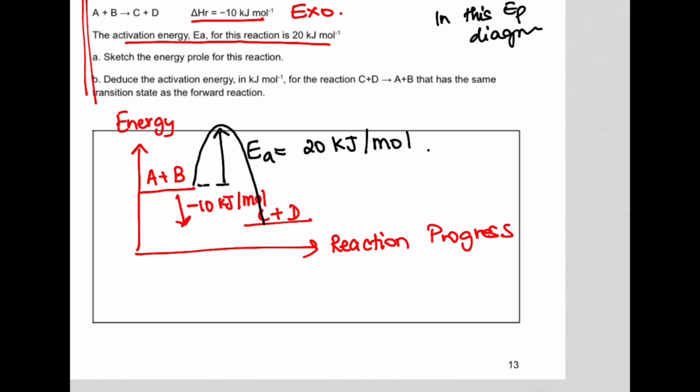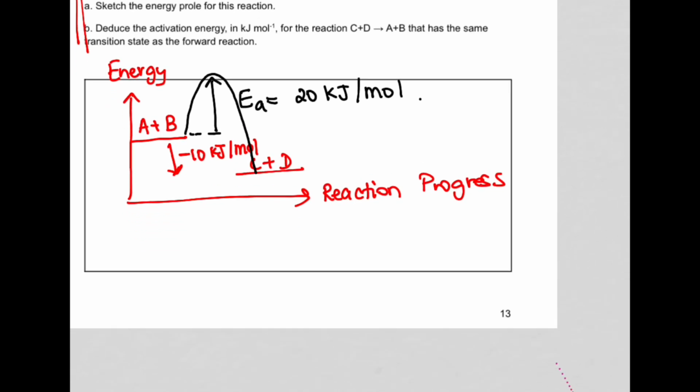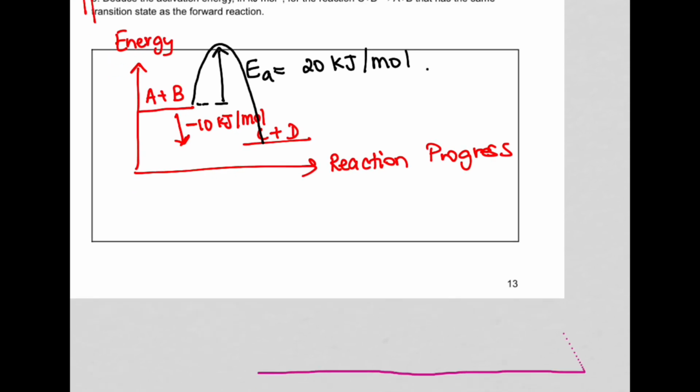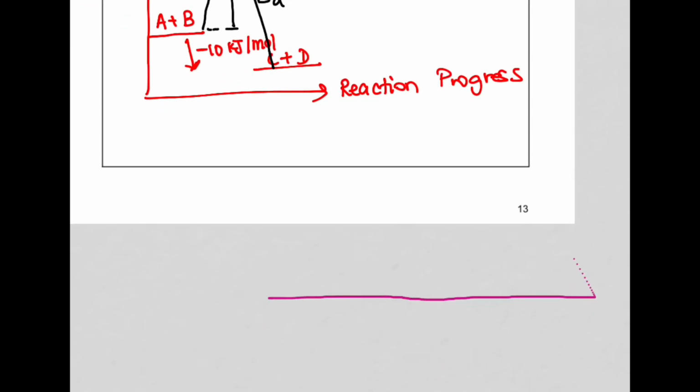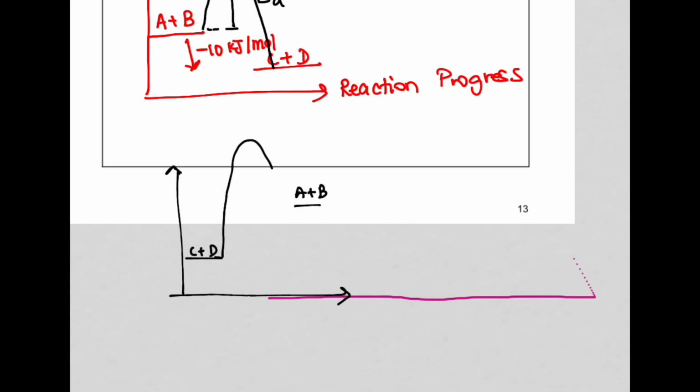Second question, deduce the activation energy for the reaction C plus D giving A plus B. So it is the reverse reaction. So if you look at the reverse reaction, you don't need to draw, but just to make you see how it's going to be. If you were to draw it, it would be C plus D giving A plus B. Right? It would be like this.